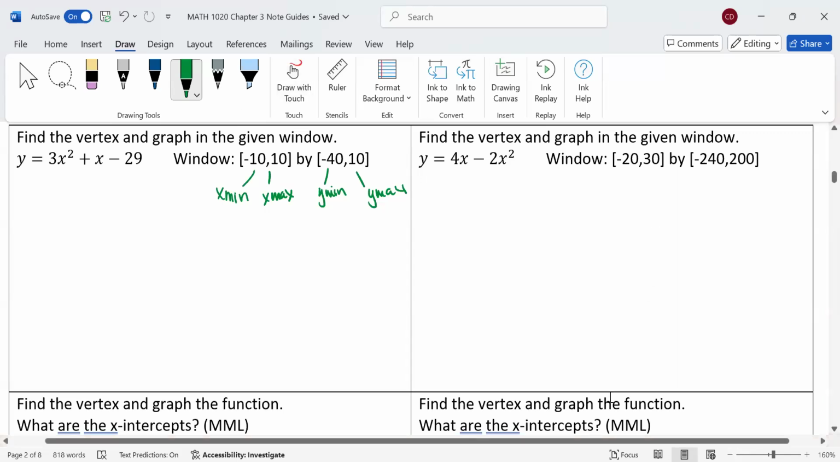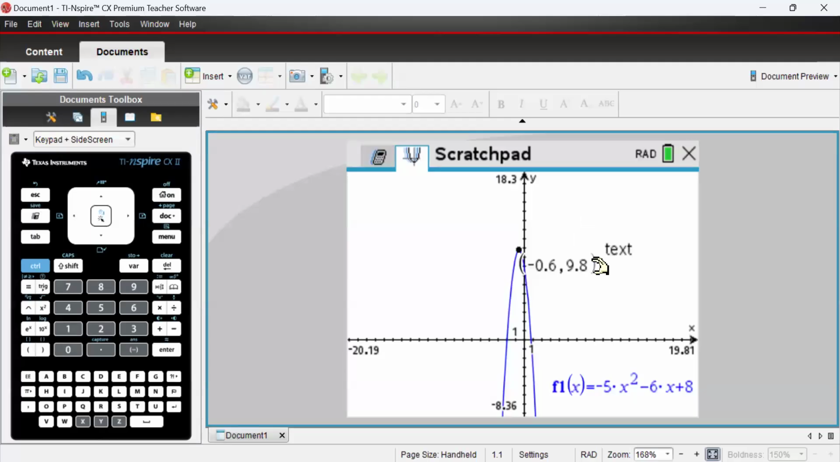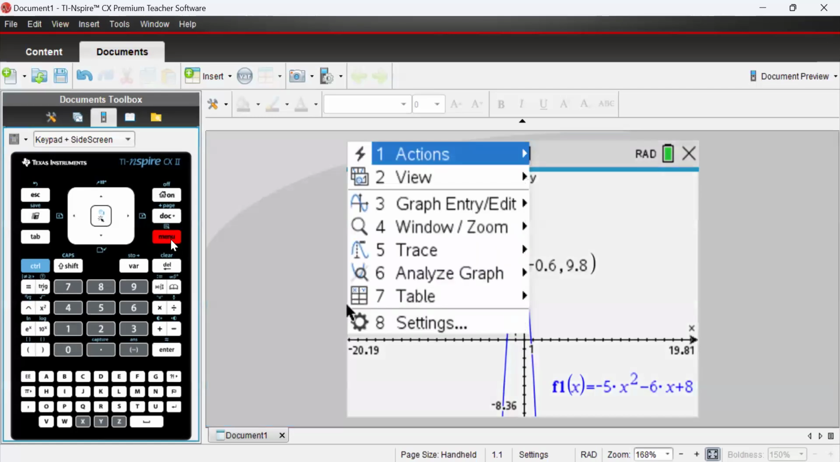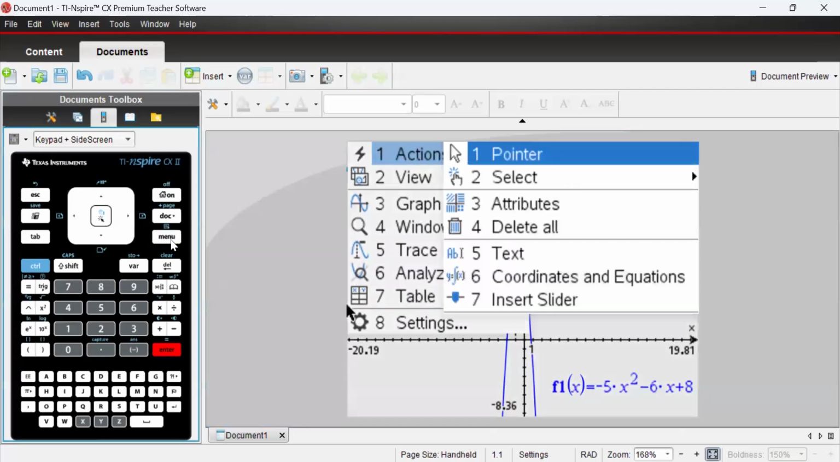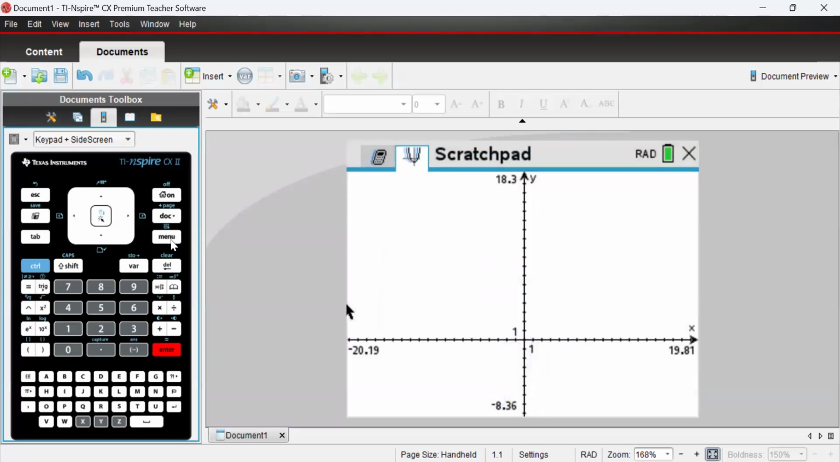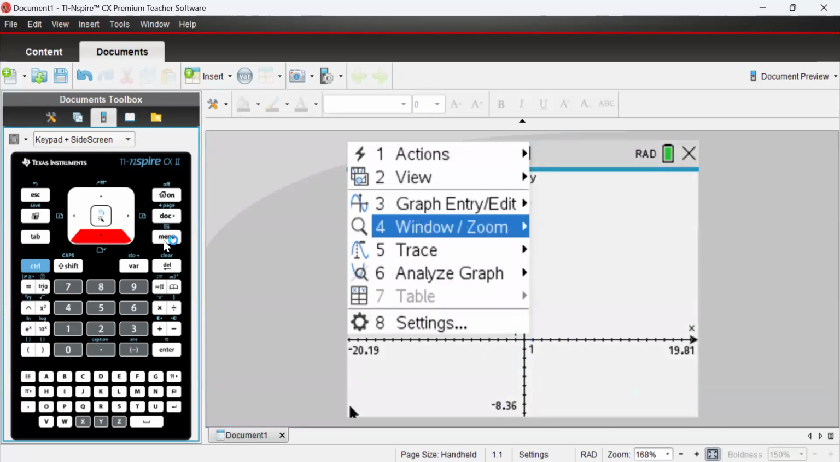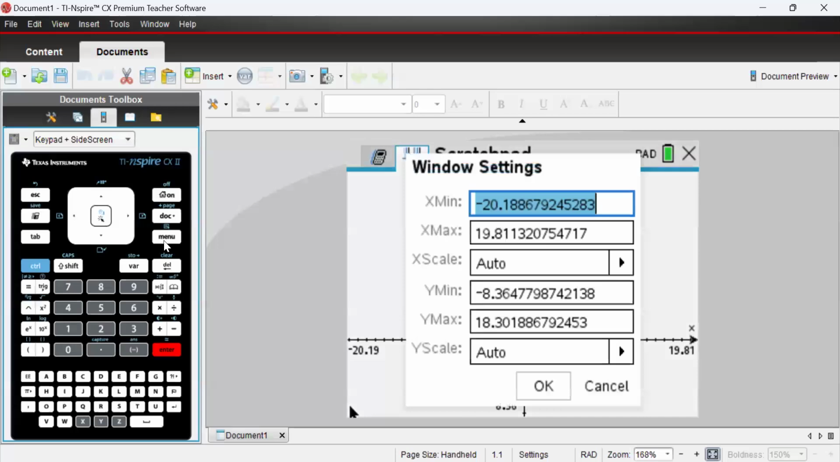So let's go over to the calculator. All right, so I'm going to show you something. As you keep putting these in, you'll get a bunch of numbers popping up. If you hit menu and you're on actions, you can go down to delete all and click yes. It clears everything off of your screen. So they did give us a new window, so I'm going to go ahead and adjust the window manually. You could put the equation in first if you wanted to.